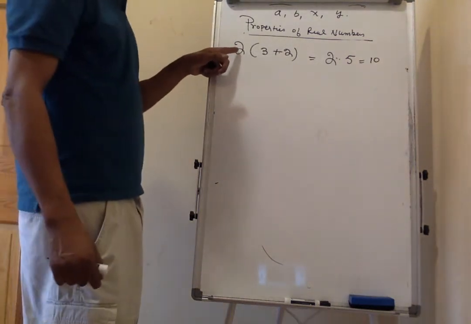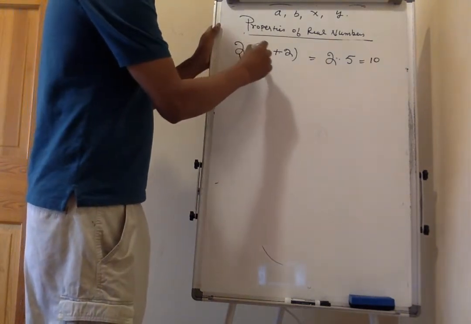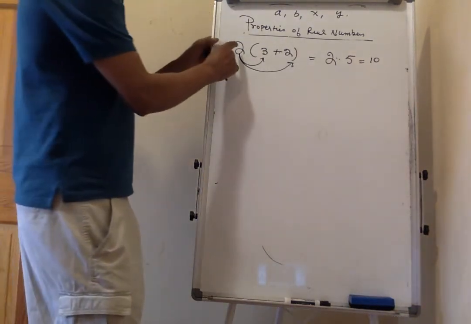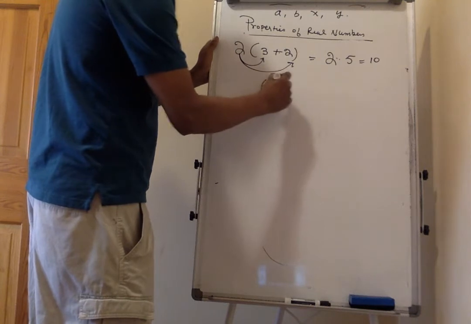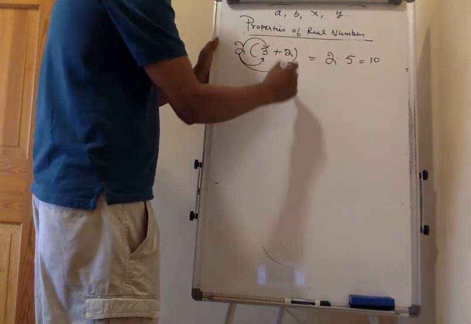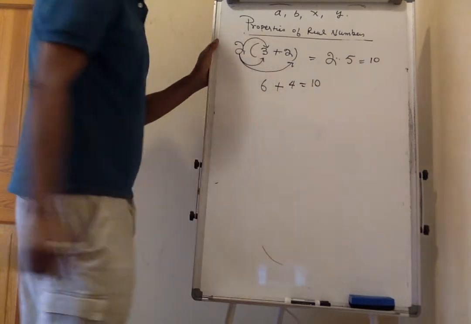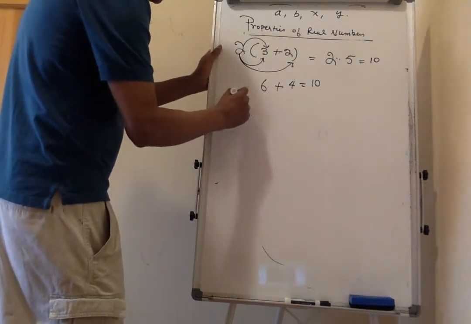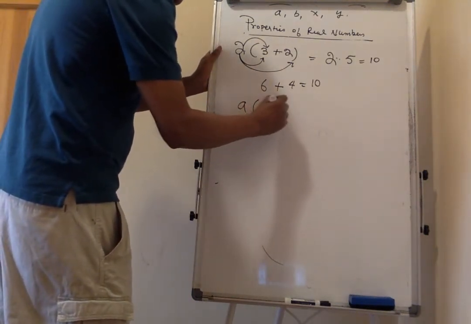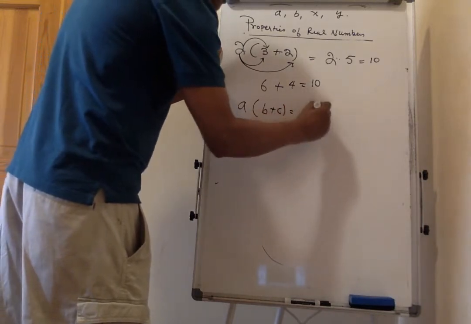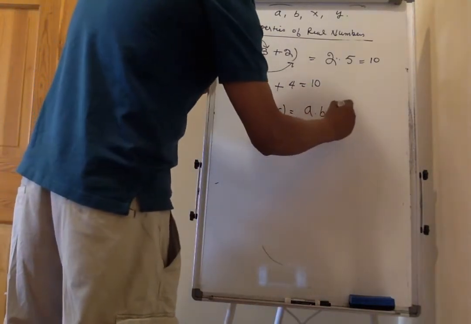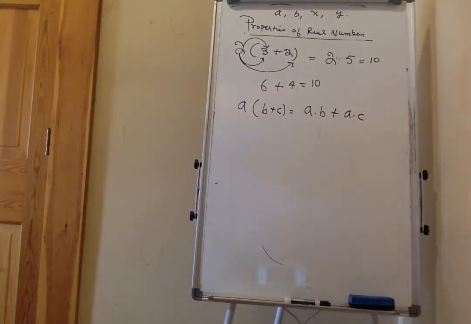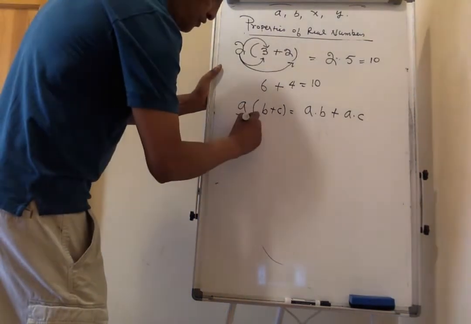But what does this also tell me? You distribute 2 to 3, and then 2 to 2, and then add them together. So let's do this. 2 times 3 is 6, and 2 times 2 is 4, and 6 plus 4 is equal to 10. So we have the same outcome. Therefore, if I multiply A by B plus C, it is the same as multiplying A by B and A by C and adding the sums together. So you're going to get the same outcome. So this is what we call the distributive property.